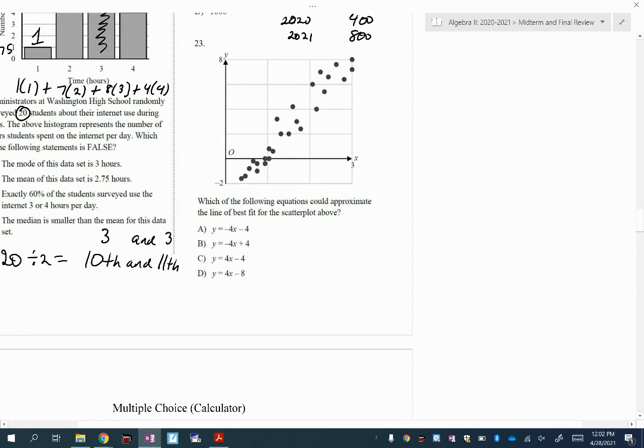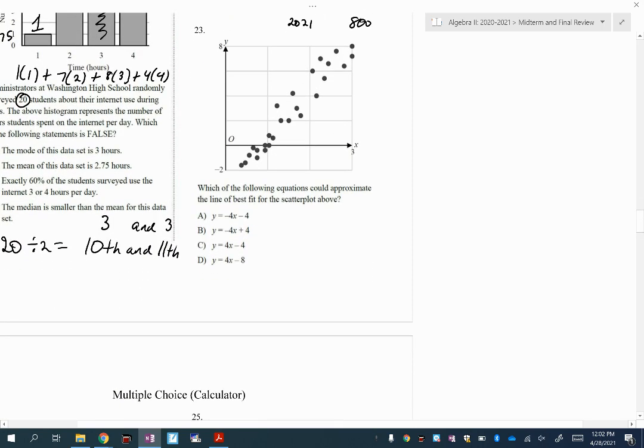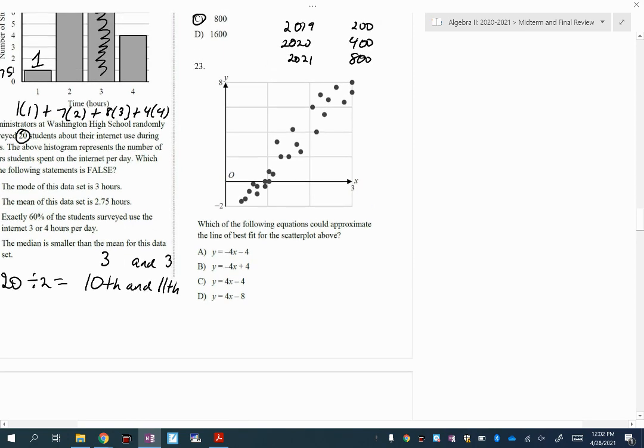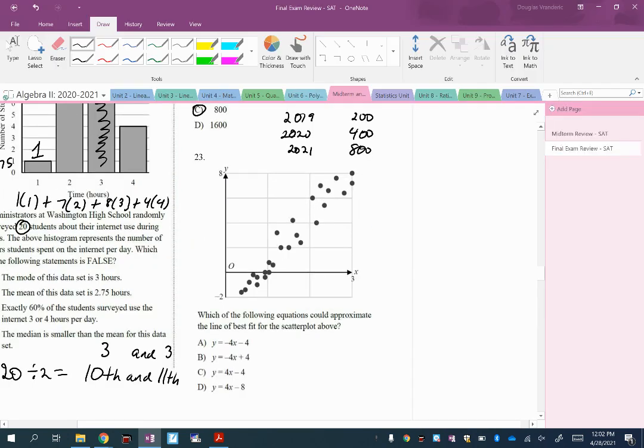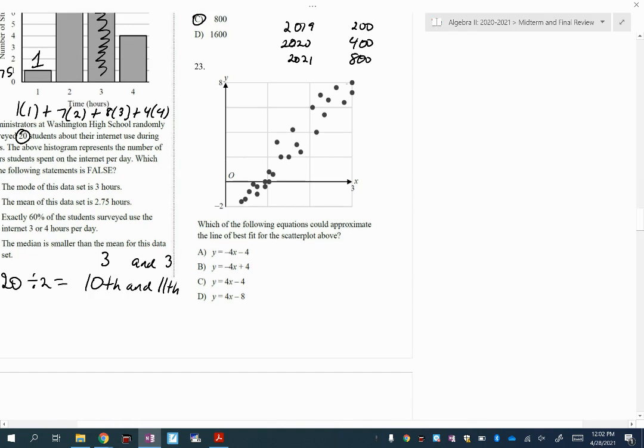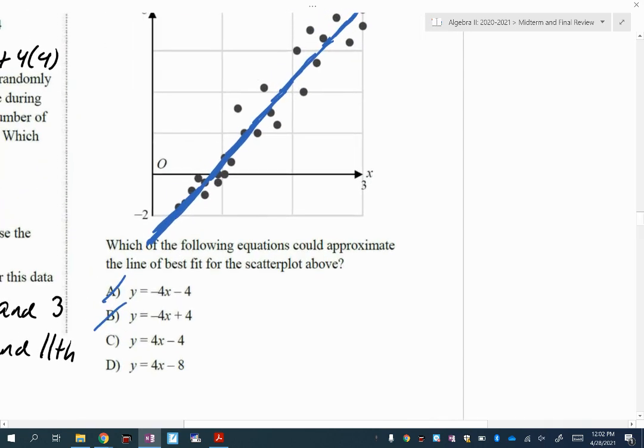23. Which of the following equations could approximate the line of best fit for the scatter plot above? So first thing I notice, if I were to draw a line, I'll use any color here, it doesn't matter, you're just trying to find a line that goes kind of in between them. So something like this. Sure. That's a positive slope. So not going to be A or B. So I'm looking for a positive slope here.